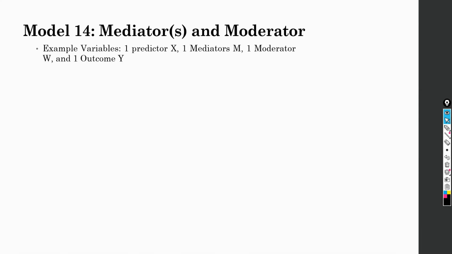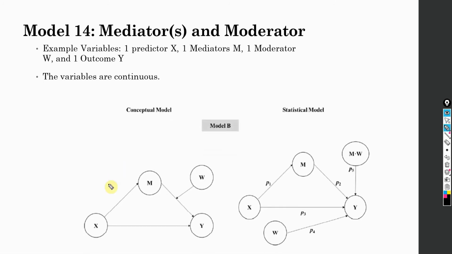Now in this case, we've got one predictor, one mediator, one moderator, and one outcome variable. And the variables are continuous. Now look at this here. In the previous example, the moderator was right here, moderating this particular relationship from X to M, that is your path P1. Now in this example, your moderator is moderating this particular relationship from X to Y, that is your P2. And the interaction effect is on your ultimate dependent or criterion variable, that is Y.